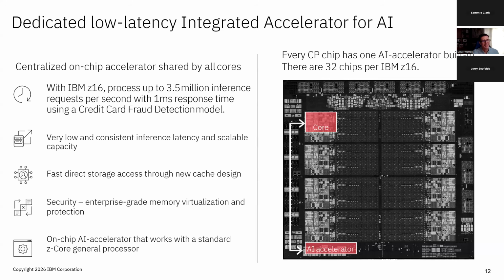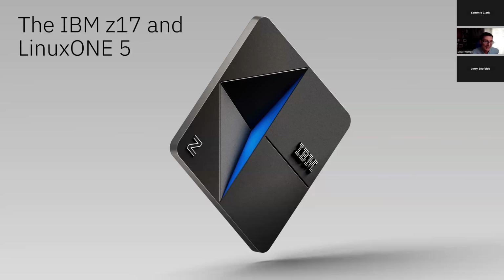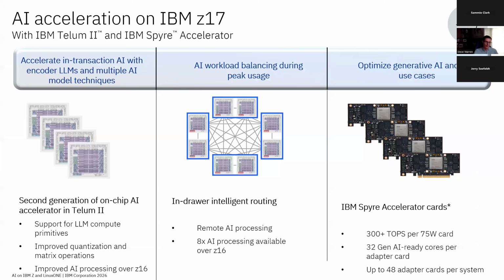Okay, so that was the IBM Z16. That's one generation of technology from where we are now. The IBM Z17 and the LinuxONE 5 box introduced what's called the Telum II chip. The Telum II chip is IBM doubling down on the AI capabilities of the mainframe. This second generation of the on-chip AI accelerator not only runs those models that ran on the Z16, it runs them a lot faster, but it also allows you now to do LLM compute primitives.